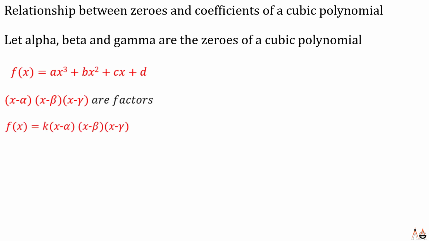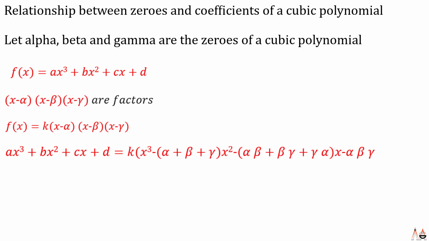So we can write f(x) is equal to k times (x minus alpha) times (x minus beta) times (x minus gamma). Therefore, rearranging and putting in these factors, we show the relationship ax cubed plus bx squared plus cx plus d equals k times (x cubed minus (alpha plus beta plus gamma) x squared plus (alpha beta plus beta gamma plus gamma alpha) x minus alpha beta gamma).